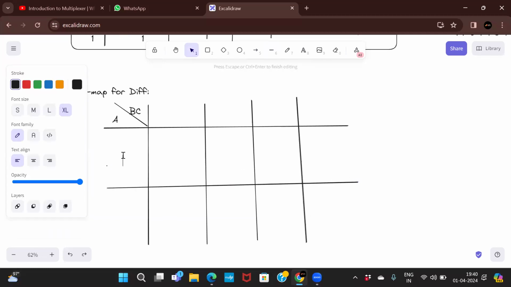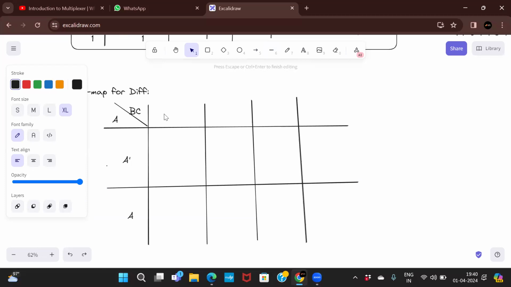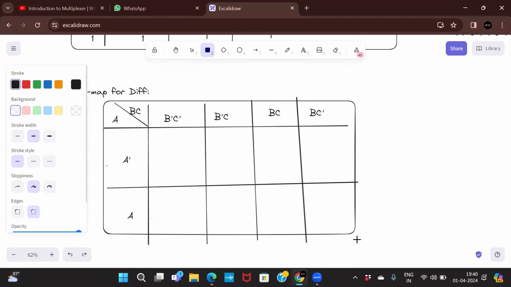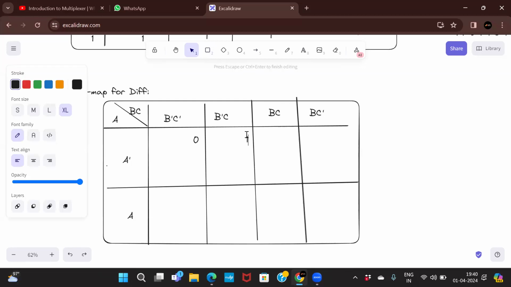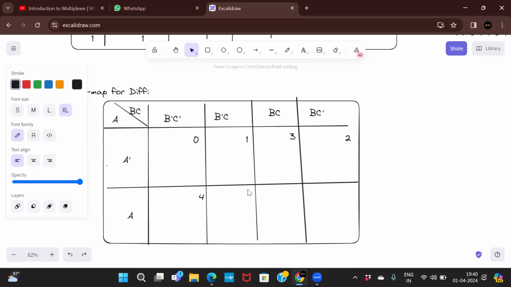So A bar, A. Here we have B bar C bar, B bar C, BC, BC bar. So this is the K map for difference. And you remember the values, right? 0, 1, 3, 2, 4, 5, 7, 6.